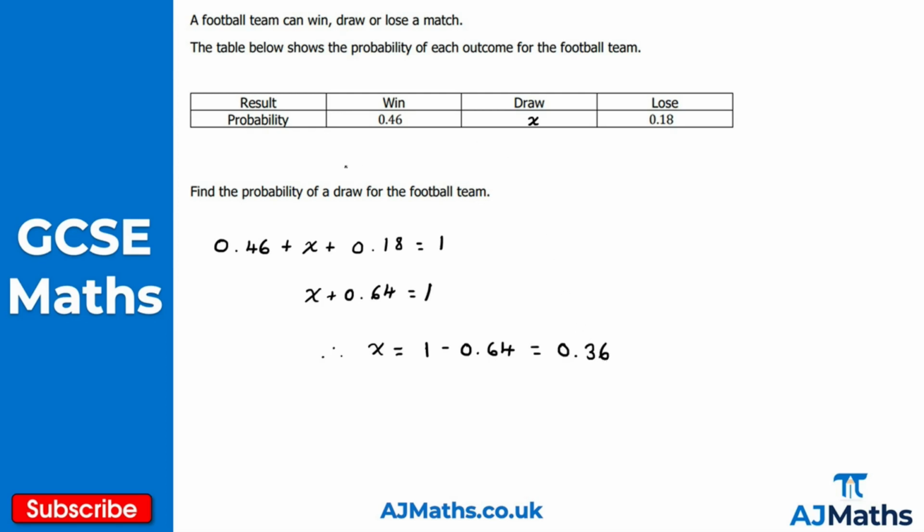So the probability of a draw for the football team is equal to 0.36. And there we have it, that's our solution to that question. Let me just double check we haven't made a mistake. 0.46 plus 0.18 is 0.64, yeah, and then subtract that. Perfect. So there we have it, that's our solution to that question.